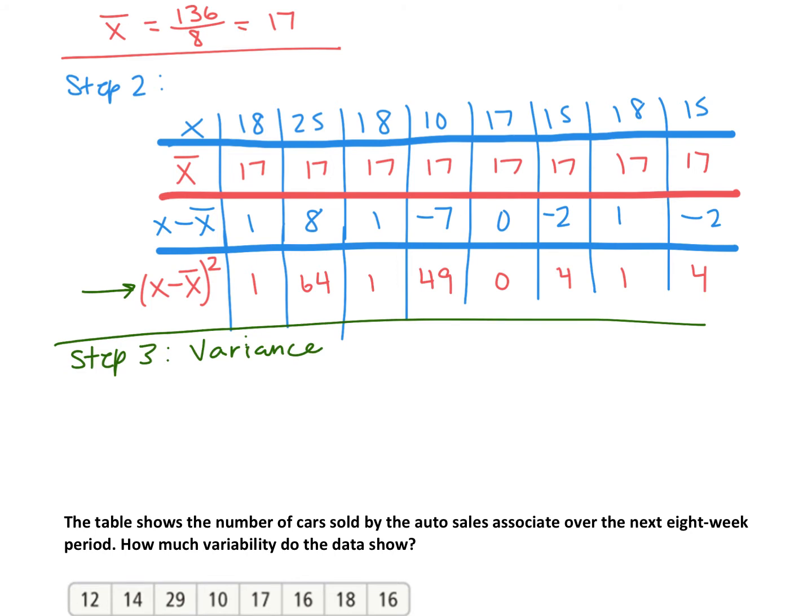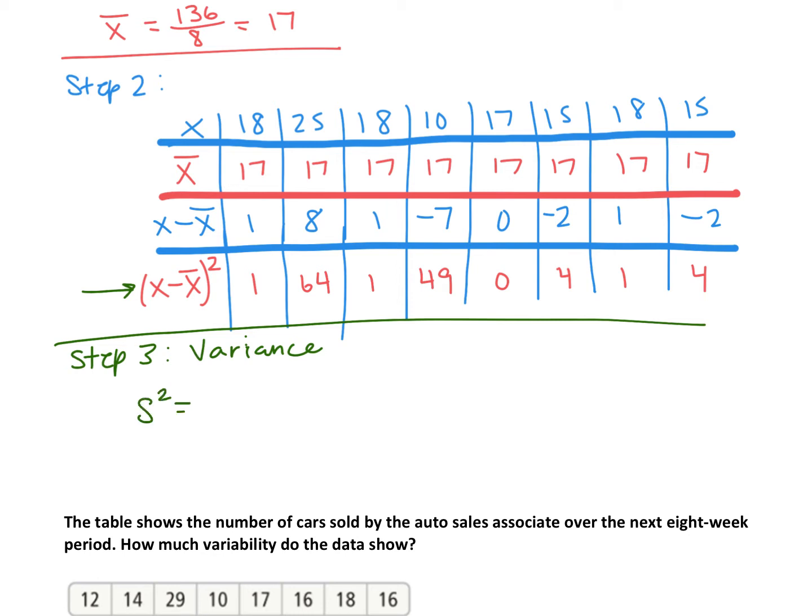So the variance is the mean of the squares of the differences between each data value and the mean. So the variance is going to be the average of these. This is the squares of the difference of the data point and the mean. So we're going to find the average of this last row right here. Oftentimes the variance is denoted with an s squared.